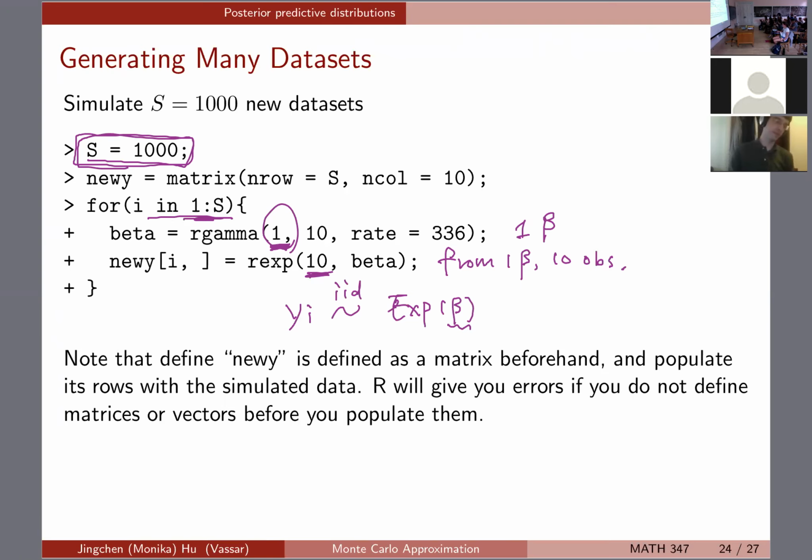Can I just ask a question? Of course. I'm a little bit confused about the difference between Y star and Y. So Y is the given data set that you have.